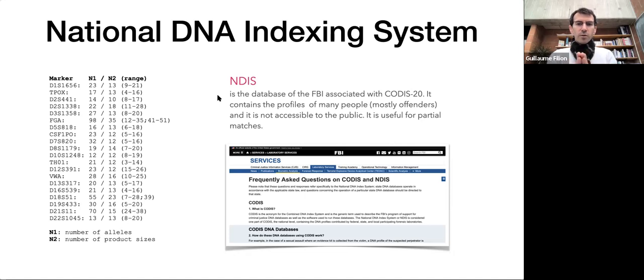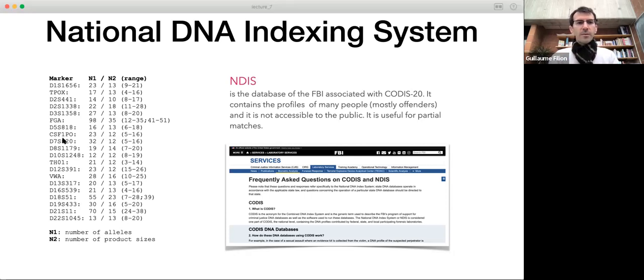So CODIS 20 is the technique, that's really the methodology, and there's a database where all the alleles that they have caught with this CODIS 20 are put. That's called NDIS. So don't get confused. One is the database, the other one is the technique. And so here you have the whole list of the 20 loci of CODIS 20 that I used here.